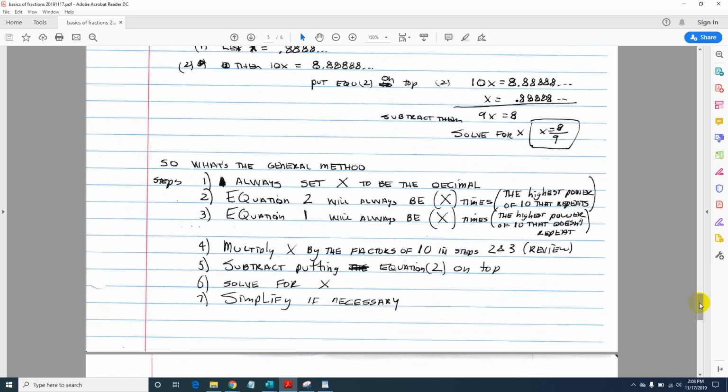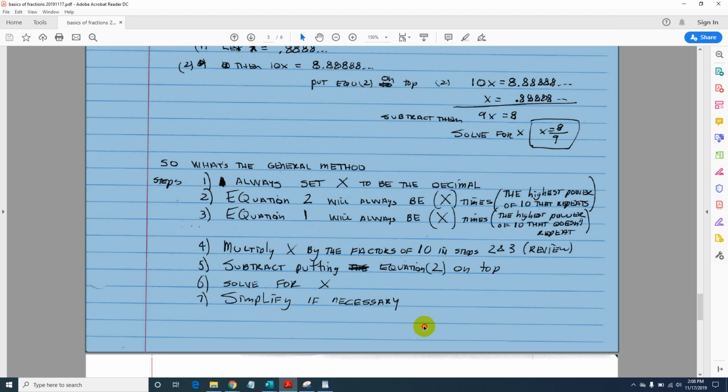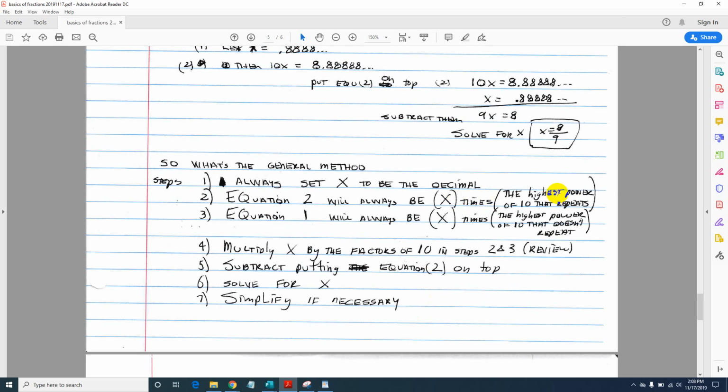Okay, so what is the general method? You always set x to be the decimal that you were given in the problem. So now you have two equations, equation 2 and equation 1. Always put equation 2 on top. Equation 2 is always x times the highest power of 10 that repeats. We'll go over this in an example. And equation 1 is x multiplied by the highest power of 10 that doesn't repeat. Basically, you multiply x by something and x by something else, usually a bigger number. Then you write the equations down like this, subtract them, and solve for x.